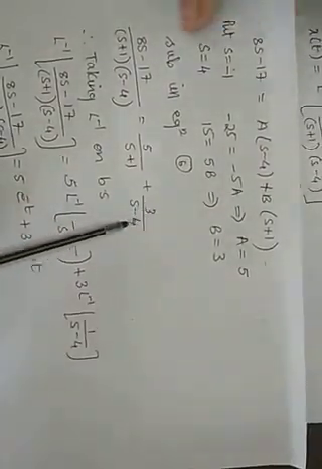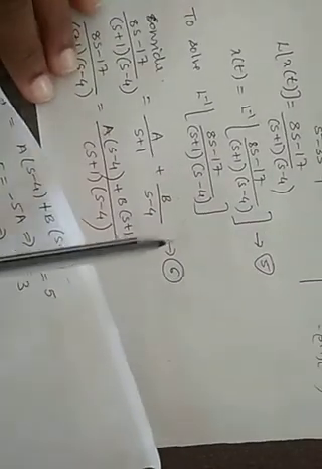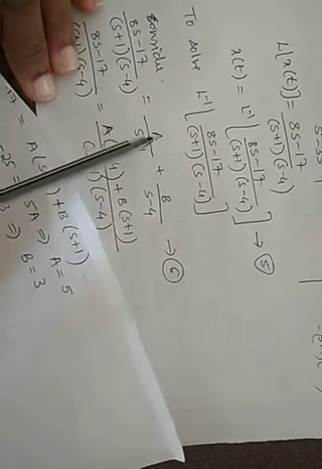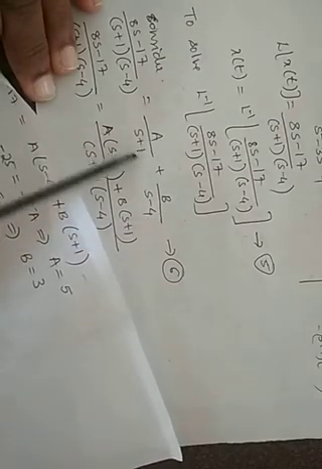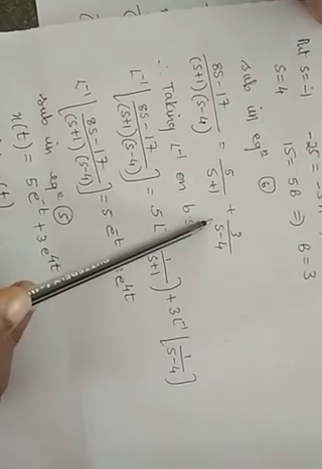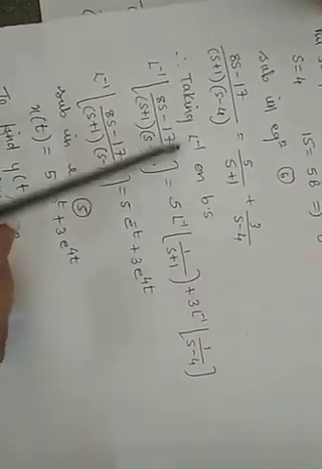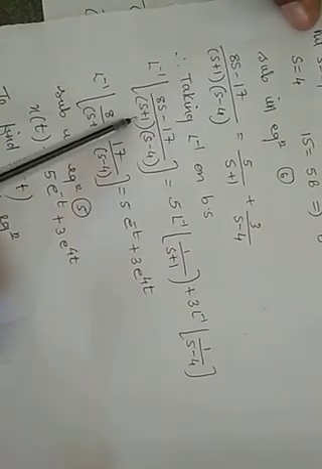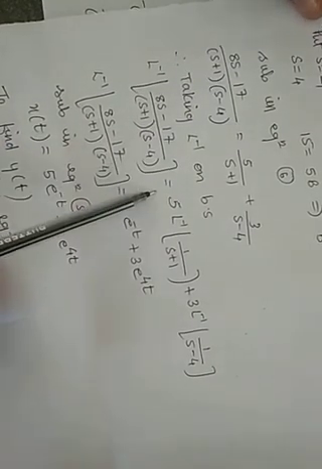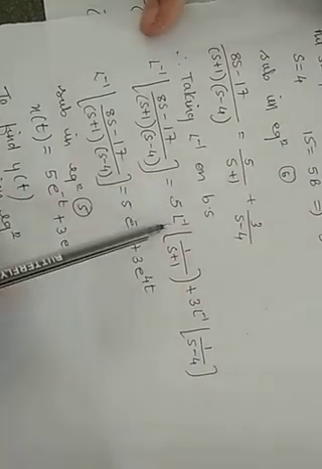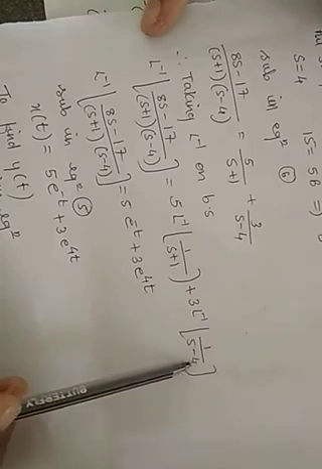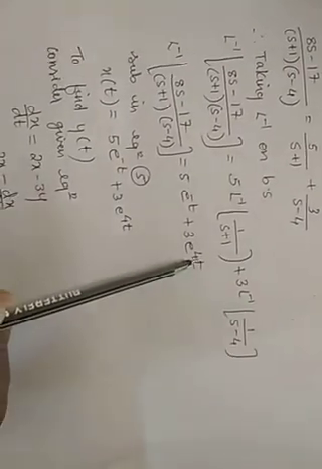What I have to do with this? I'll be substituting in equation number 6 the A value and B value. A value is 5 and B value is 3: 5 upon s plus 1 plus 3 upon s minus 4, which I have written over here. Now I'll take L inverse on both sides. So L inverse of (8s minus 17) upon (s plus 1)(s minus 4) is equal to 5 into L inverse of 1 upon s plus 1 plus 3 into L inverse of 1 upon s minus 4.